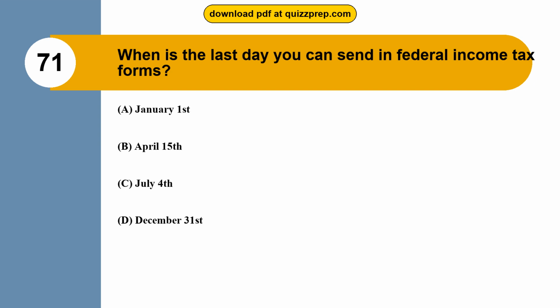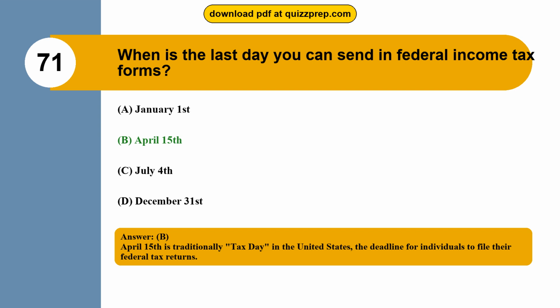Question 71. When is the last day you can send in federal income tax forms? Option A, January 1st. Option B, April 15th. Option C, July 4th. Option D, December 31st. The correct answer is option B, April 15th. April 15th is traditionally tax day in the United States, the deadline for individuals to file their federal tax returns.